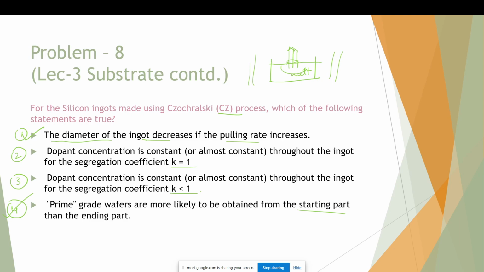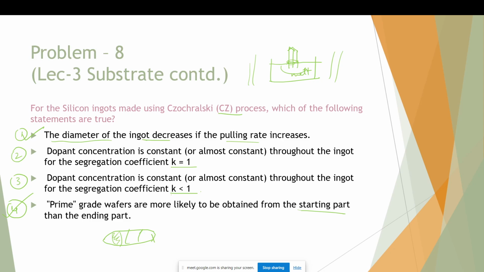If K is 1, then if this is my ingot and this part is molten, with some portion molten and some I'm making solid, since K is 1, both melt and solid will have the same amount of impurity. So regardless of how much I have pulled outside, it will still be the same. So that's why I think that throughout the ingot, the dopant concentration will remain the same. Not impurity, dopant concentration.